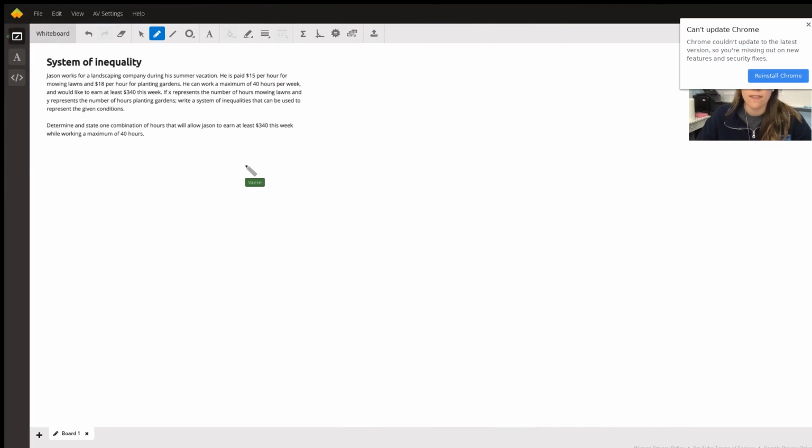All right, so this system of inequalities is actually pretty simple if we just take it step by step. So in this question, it says Jason works for a landscaping company during his summer vacation. That's just a piece of information you don't really need for this problem. He is paid $15 per hour for mowing lawns. That's something we need to know. $18 per hour for planting gardens. That's another piece of information we need.